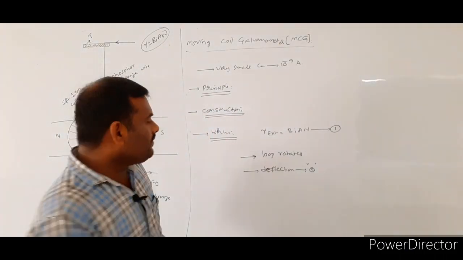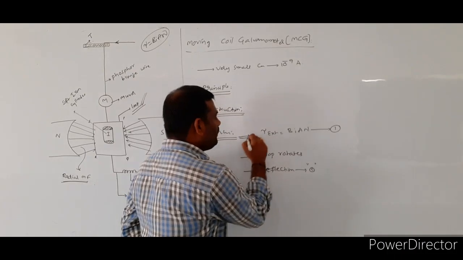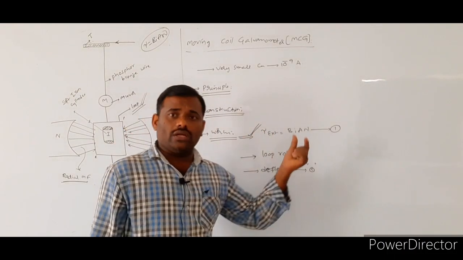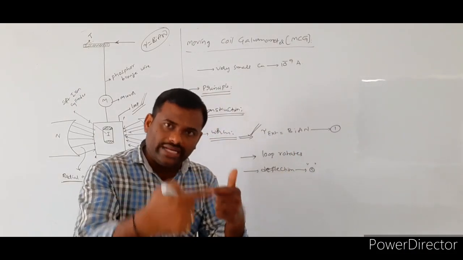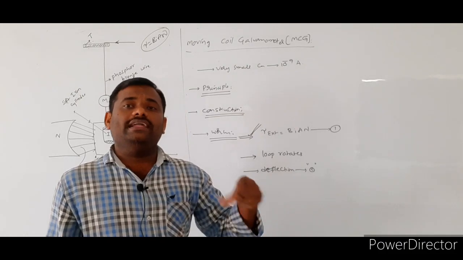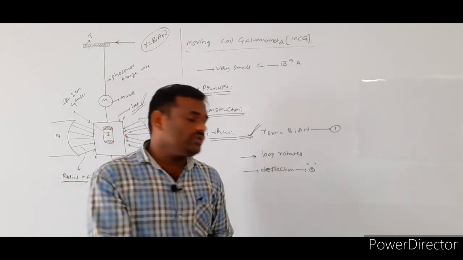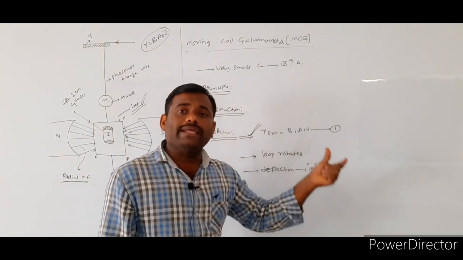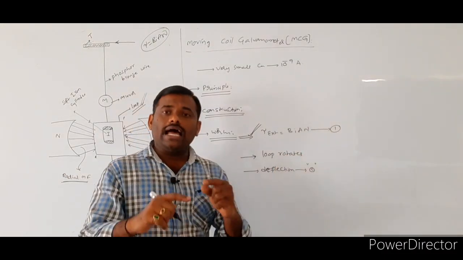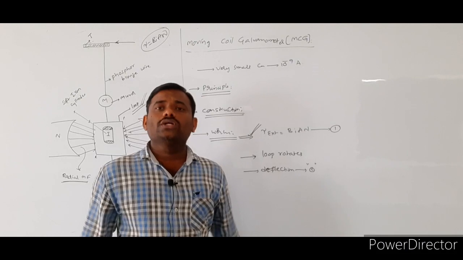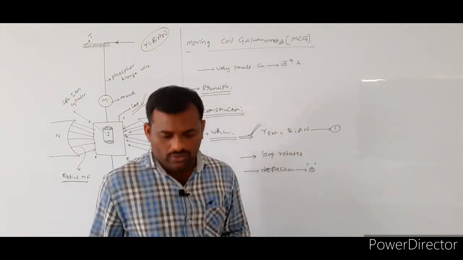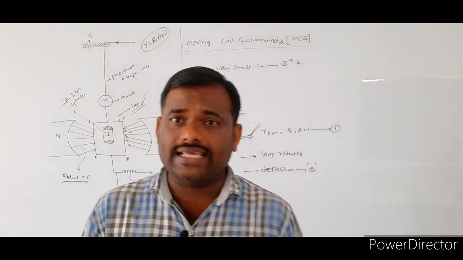Once again, whenever the torque is acting on the loop, the loop is brought into rotatory motion, or the loop rotates. Whenever the loop rotates, it makes some deflection, some angular displacement takes place. So theta is indicating the angle through which the loop rotates.